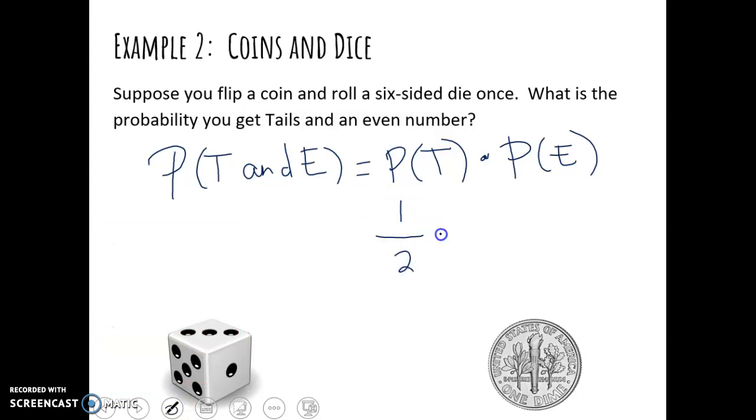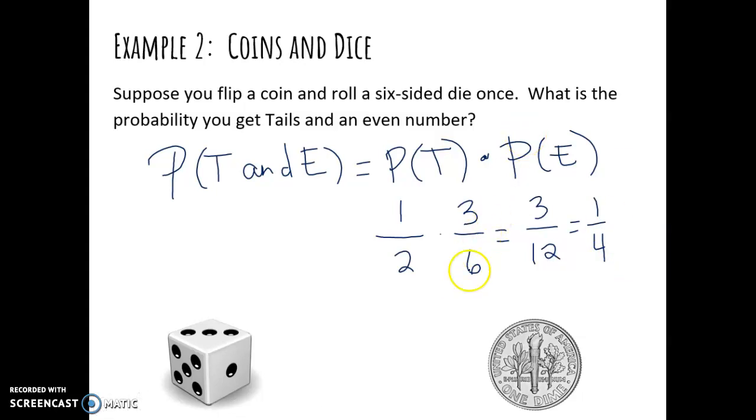And even, there are 3 even numbers out of 6, which is the same as 1 out of 2. This would be 3 out of 12, which is 1/4. If I had reduced this 3 over 6 to 1 over 2, 1/2 times 1/2 is 1/4. So either way you get 1/4. Your answer is 0.25.